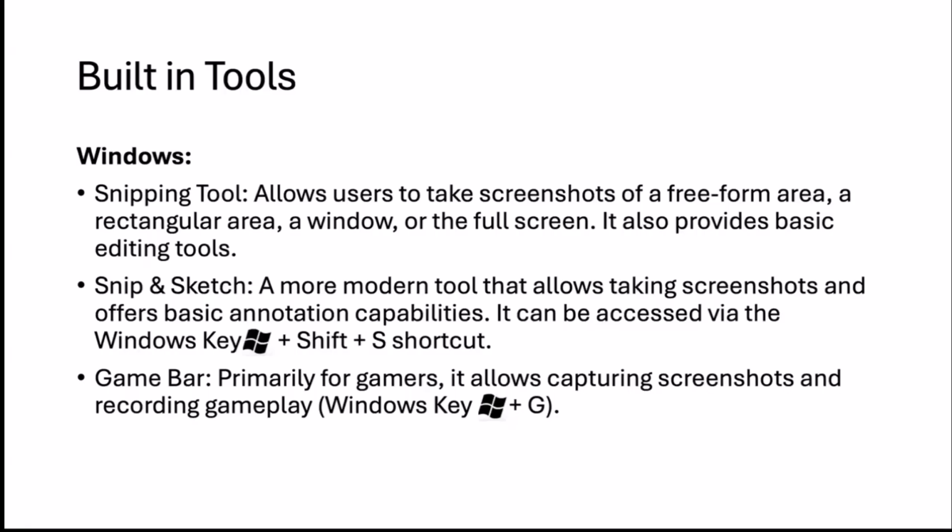It also provides basic editing tools. The Snip and Sketch tool is a more modern tool that allows taking screenshots and offers basic annotation capabilities. You can access it via the Windows key plus Shift plus S. Then there's the Game Bar, and that's primarily for gamers. It will capture screenshots and record gameplay, and you access that with the Windows key plus G.